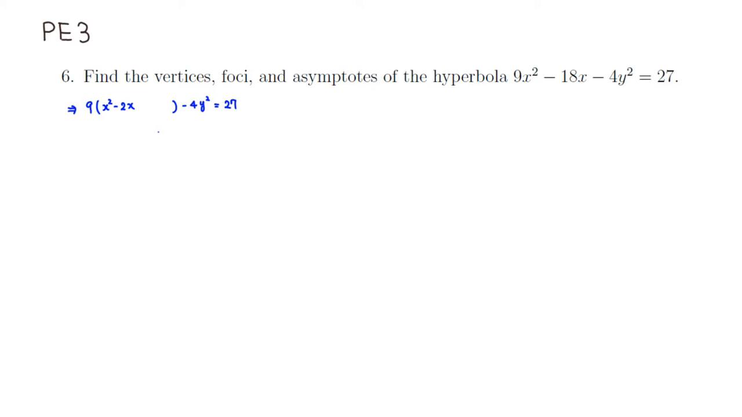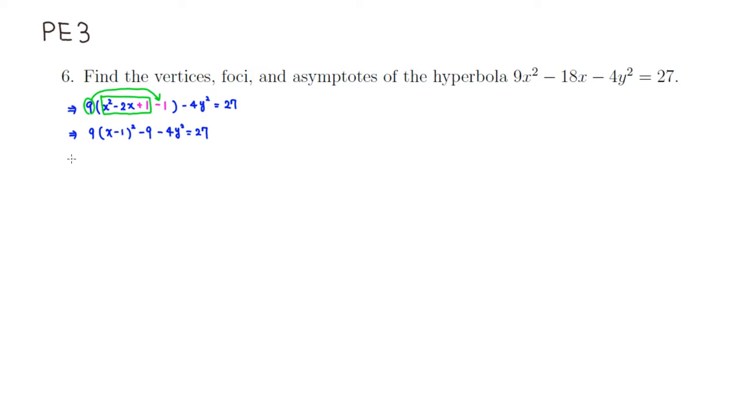Then to complete the square, I'm going to add 1 here and subtract 1. So we're able to complete the square using these three terms. This is going to be 9 times x minus 1 squared. Then you still have to distribute 9 to this extra negative 1, so that would be negative 9. So you have a minus 9 and a negative 4y squared is equal to 27.